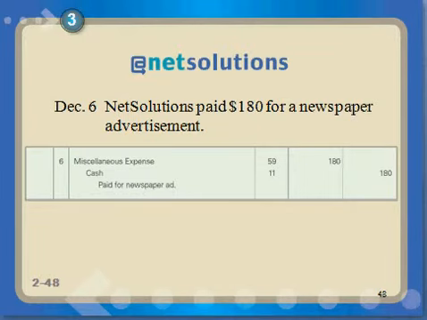The next thing that happens, Net Solutions paid $180 for a newspaper advertisement. So we debit miscellaneous expense on December the 6th. We debit miscellaneous expense for $180, credit our cash for $180, and then put below that paid for newspaper ad.